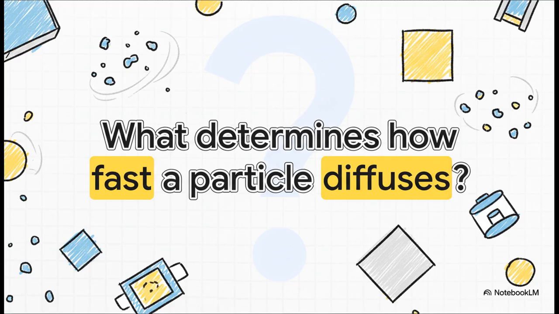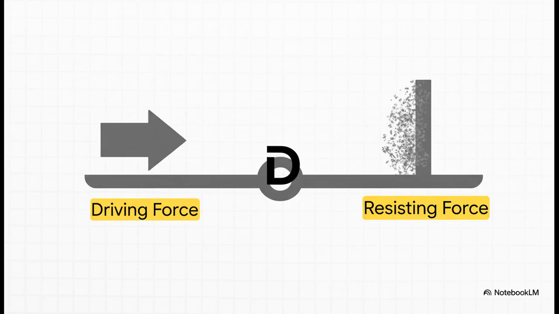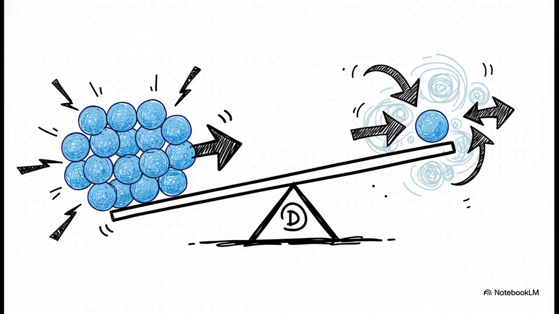It actually represents a fundamental physical battle that's always going on. Think of it like this. Diffusion is basically the outcome of a microscopic tug-of-war. It's a constant struggle between the forces that are trying to push particles forward and the forces that are trying to hold them back. So on one end of the rope, you've got the driving force. You can think of this as a kind of osmotic pressure. It's that natural push for particles to spread out from a crowded space into an open one.